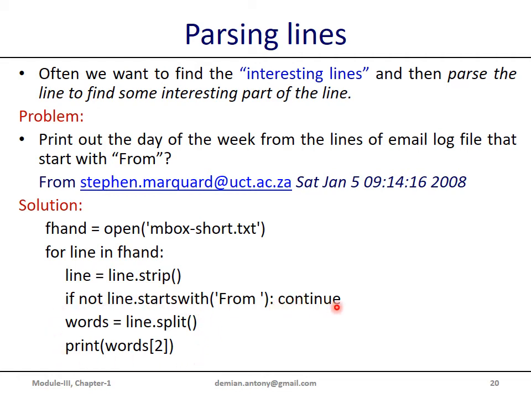That's why we use the word continue. With continue, you skip all the following statements if the line doesn't start with "From". If line.startswith("From") is true, you split the line. So you now have a list of words. Words is a list containing the words, and you print the third word, the one at index two. So you will get the day on which the email was sent by the sender.